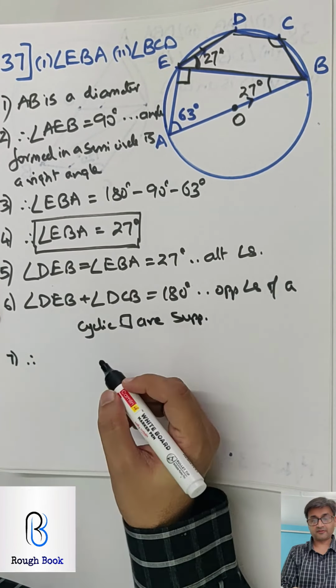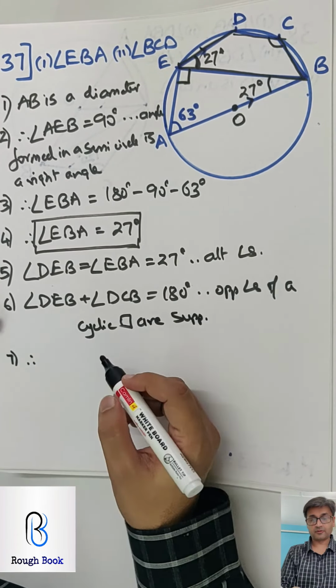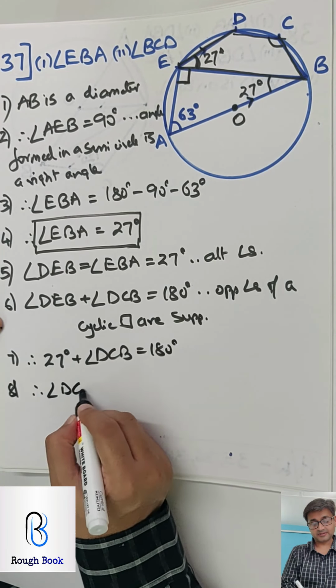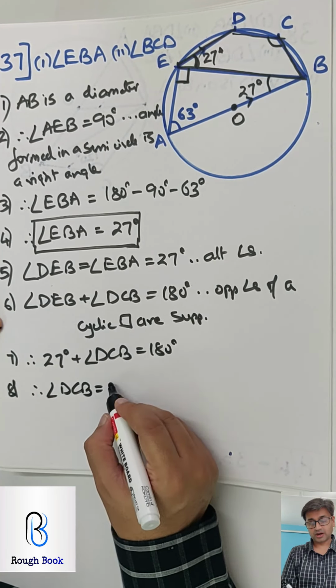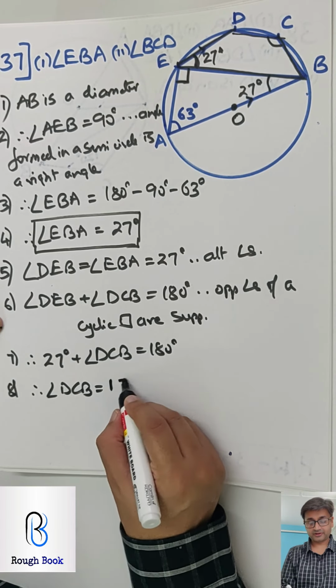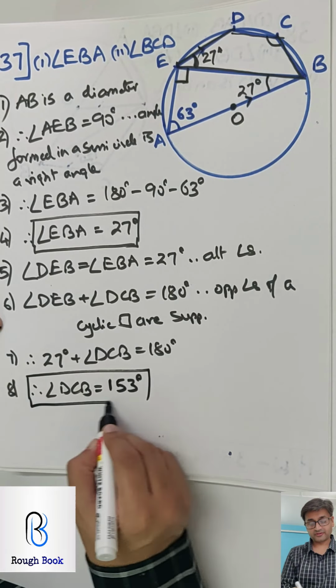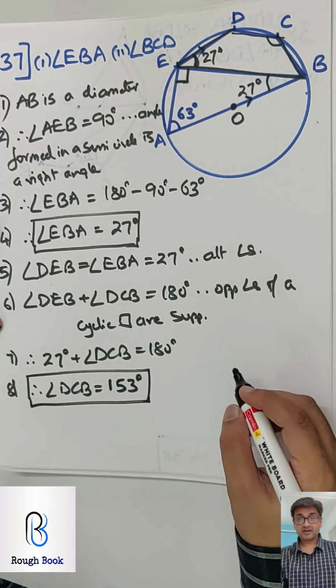So finally, therefore, angle DEB is 27 plus DCB 180. So I can say therefore angle DCB equals 153. 50, 60, 70, 80, correct. So 150. Got it? Interesting.